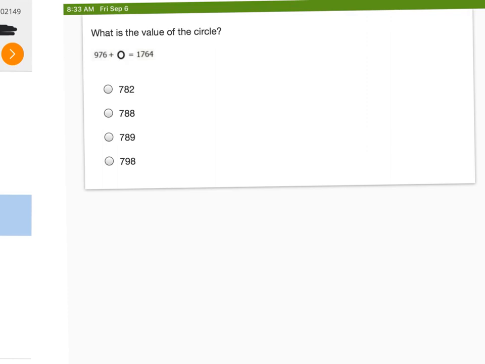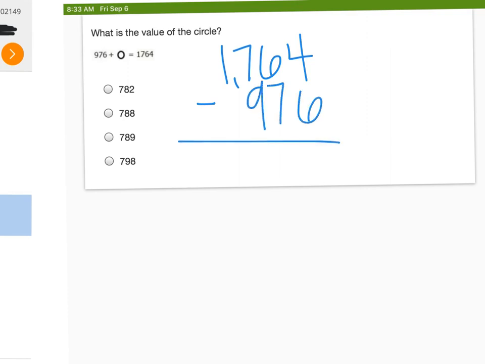Now, we know that we can take the total, 1,764, excuse me, and I can subtract the part that I do know to find the missing part.